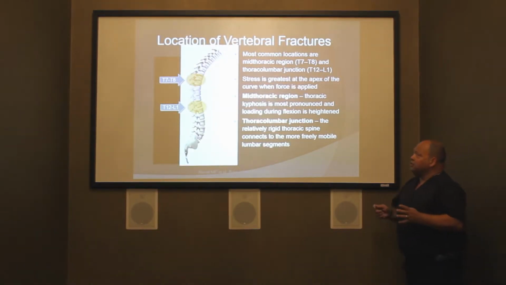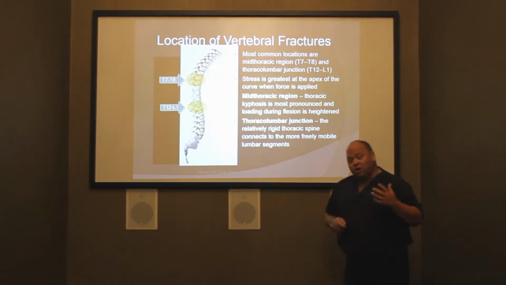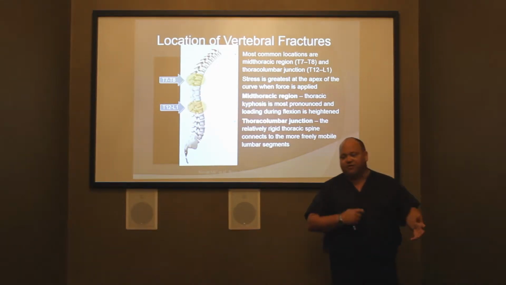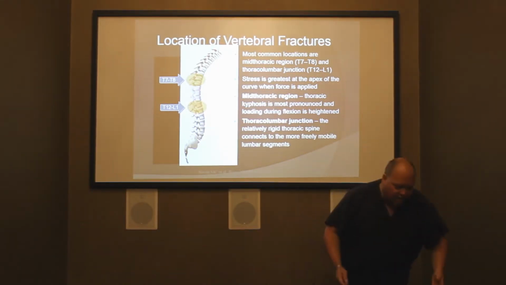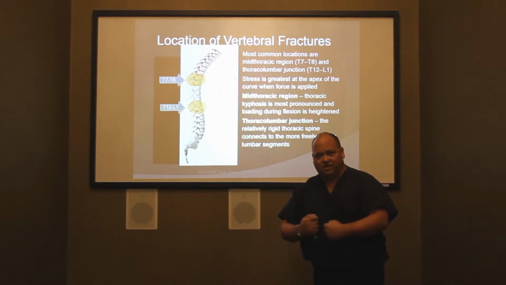Most fractures that we see are going to occur between T12 and L1, which is called the thoracolumbar junction. Why do they occur there? The lumbar spine is very mobile. When you bend and lift and twist, that lumbar spine has a lot of motion taking place.